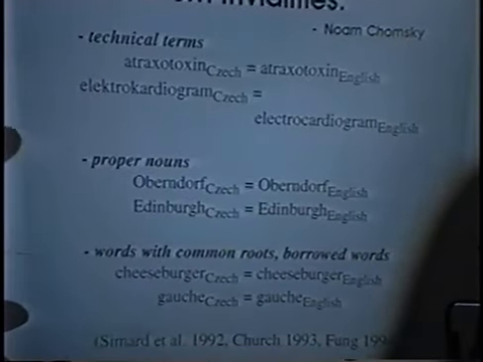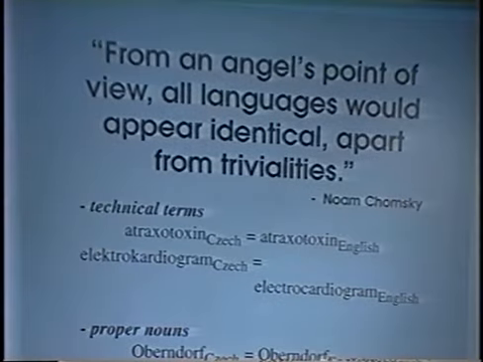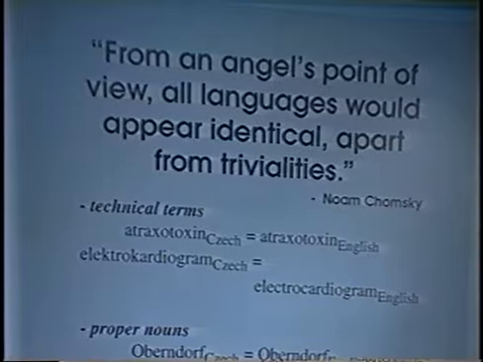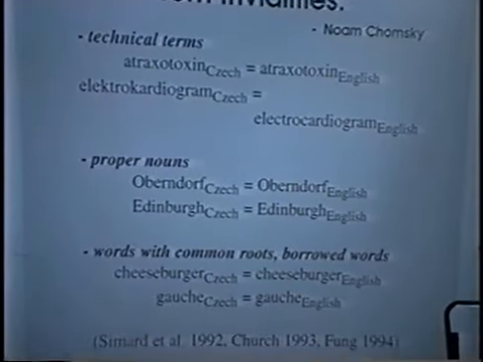So there are three types of tokens which we can find in parallel texts that demonstrate that you can gain information about translation by looking at the words themselves. For example, technical terms, medical terms tend to be very frequent in our Czech corpus. Also proper nouns and words with common roots. And borrowed words. And we're obviously not the first people to notice these things. Simard et al., 1992, Church 93, and Fung 94 are all worthy of mention here.